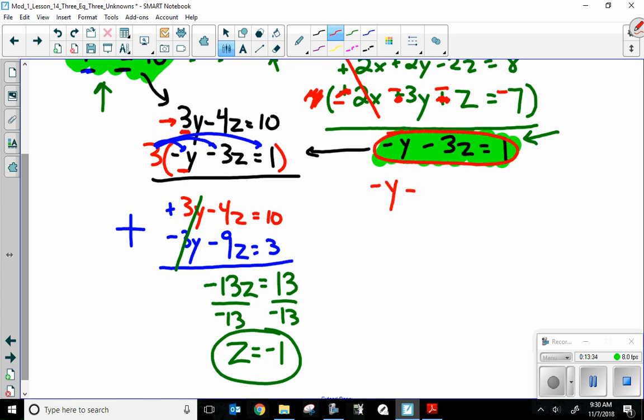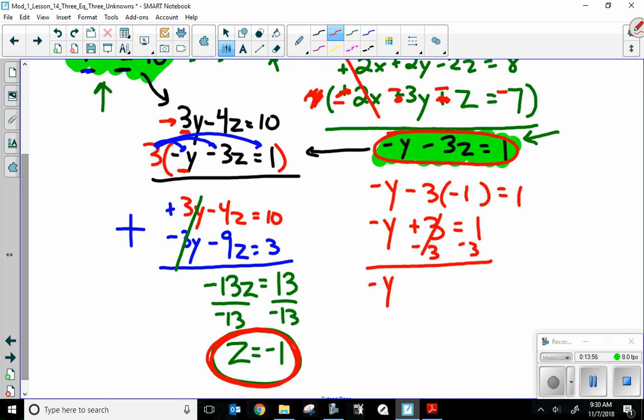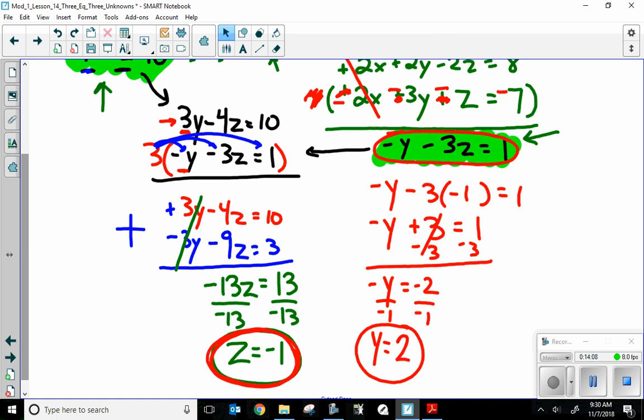Negative y minus 3 times my z equals 1. Z is negative 1. Okay, so negative y plus 3 equals 1. Okay, subtract 3 from both sides. Negative y equals negative 2. And if I divide by negative 1, y equals 2. I now have 2 of my 3 variables.